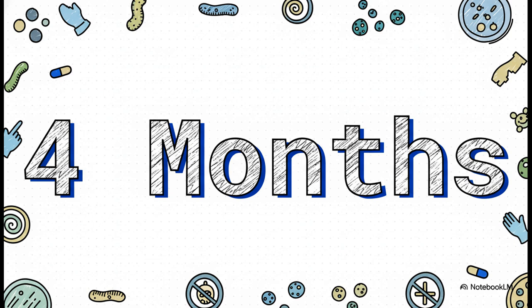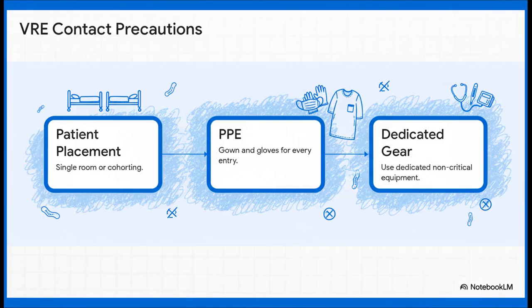Its ability to survive in the environment is just incredible, and it's what makes it such a nightmare for infection control. So, because it's such a survivor, strict contact precautions are completely non-negotiable. It means a single room if you can, gown and gloves every single time you go in, and using dedicated equipment for that patient. There's just no room for cutting corners here.